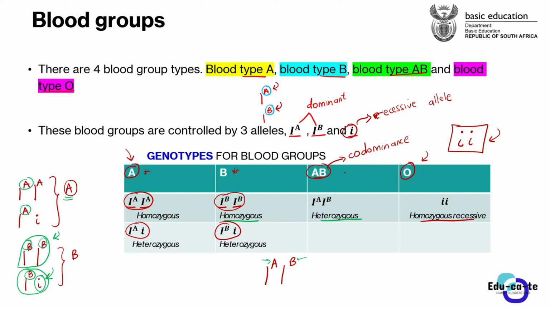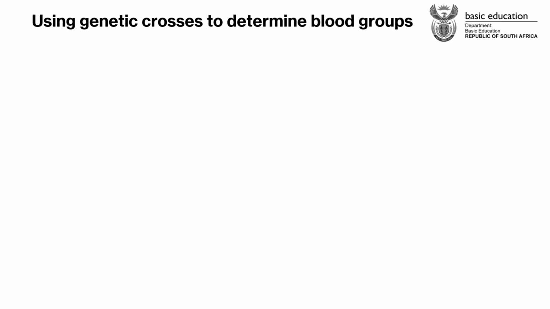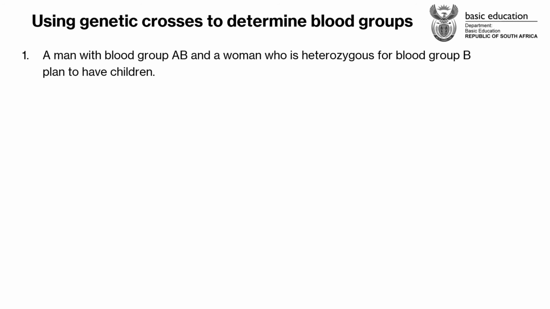So whenever you are told that you've got blood type O, it must be in a homozygous recessive condition. That is, it must have 2 recessive alleles. It must have 2 small letter i's. We don't expect to find an A or a B. So that's a basic introduction to blood groups. Now you can use a genetic cross to determine the blood groups.